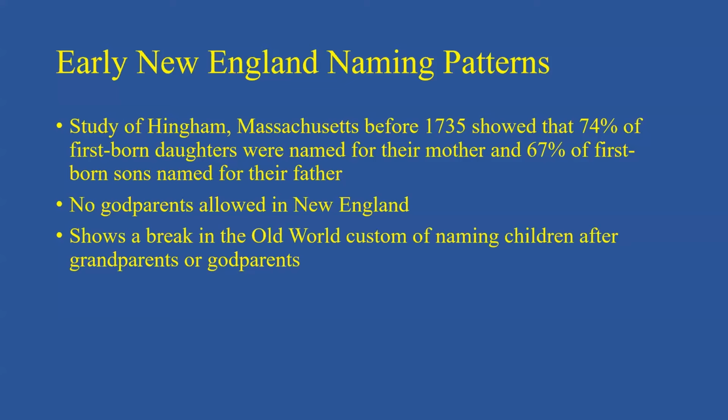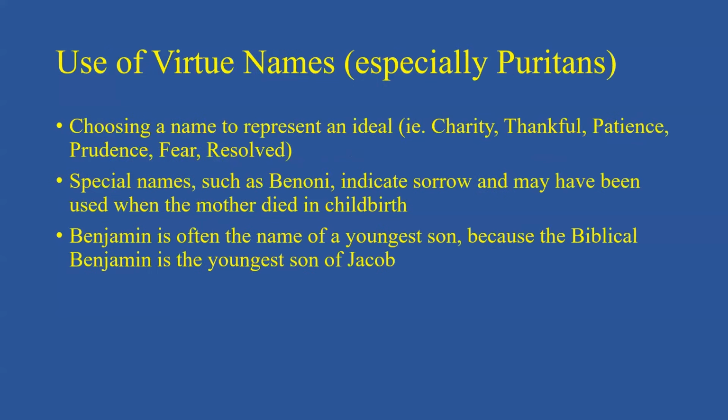If this pattern holds true elsewhere in New England, then Puritans were not following the more traditional naming pattern of naming the firstborn after grandparents. Instead, they named them for themselves. Biblical names often took precedence, but sometimes biblical names coincided with the names of the parents. Virtue names, which I alluded to before, were very popular among Puritans and Quakers.